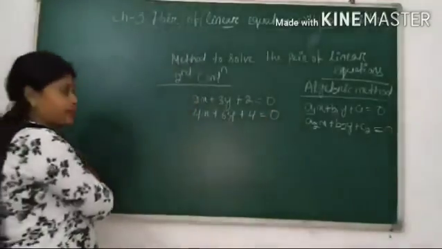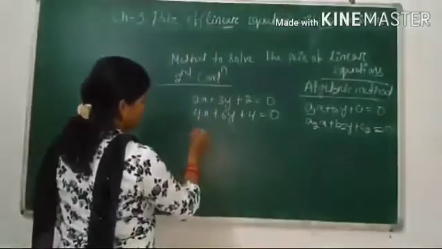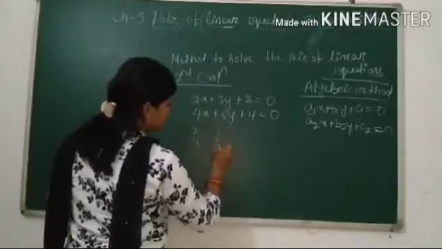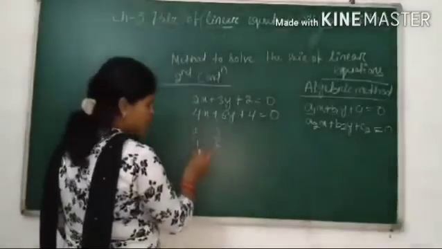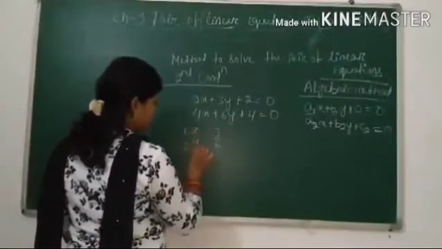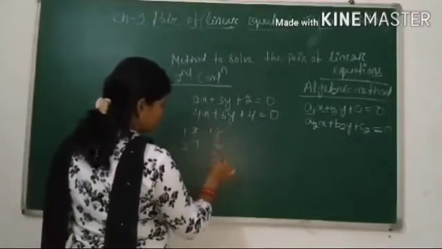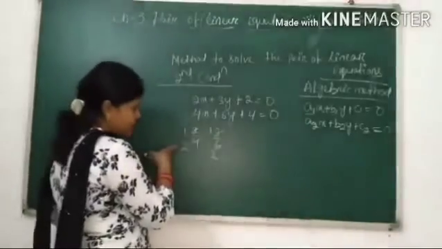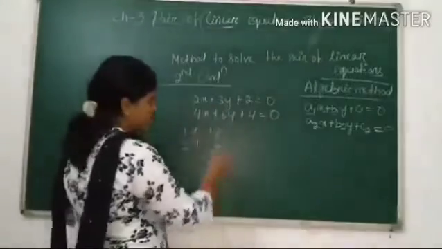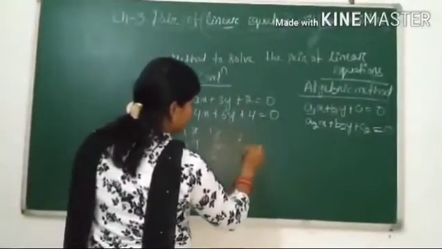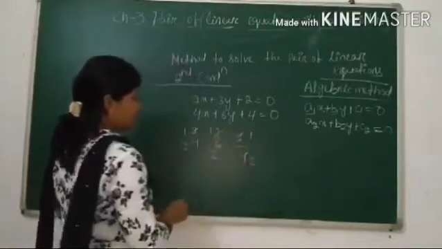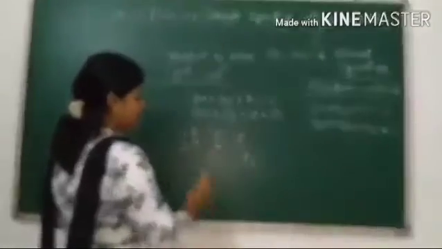Let's compare 2 by 4, 3 by 6. First compare these two, then after that you have to go to the third. Here 1, 2, here 1, 2. So here I am getting 1 by 2. Here also I am getting 1 by 2. So I have to go further. So here 2 by 4. So these three are equal.